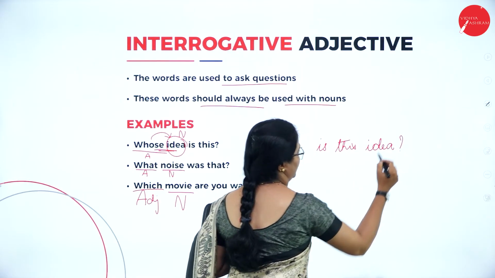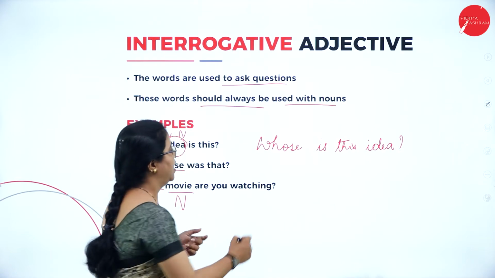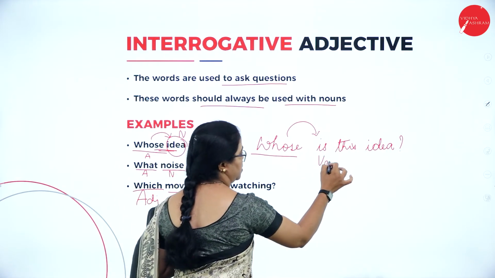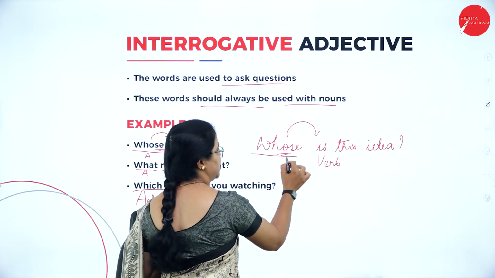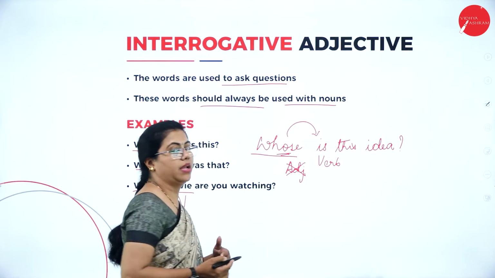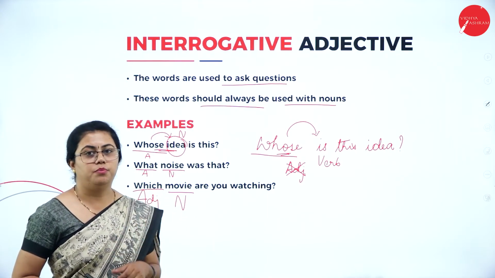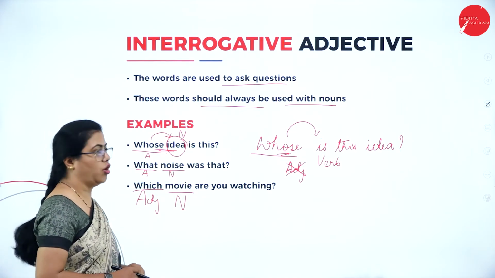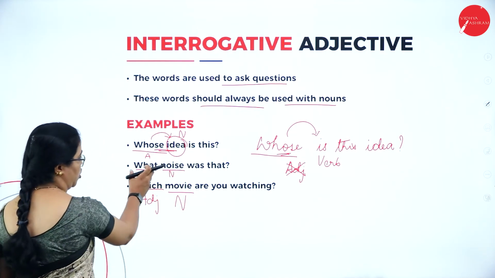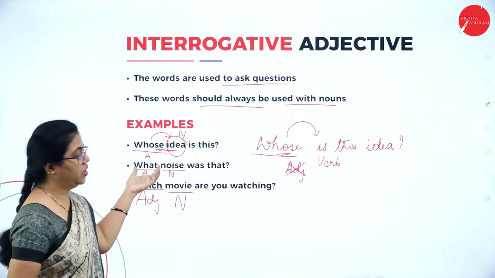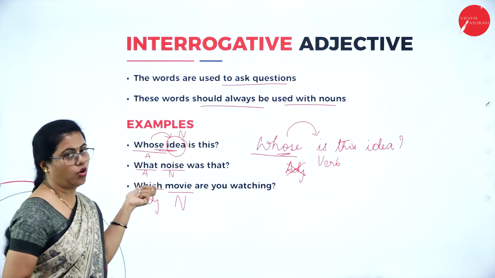Suppose I make a question like this, then after this interrogative word, I am using a verb. So, this does not become an adjective. Instead, it becomes an interrogative pronoun. So, here also, what is that noise or what was that noise? That time I am not using what and noise together. So, that time the word what becomes an interrogative pronoun.